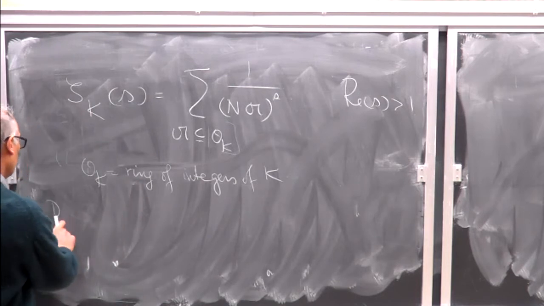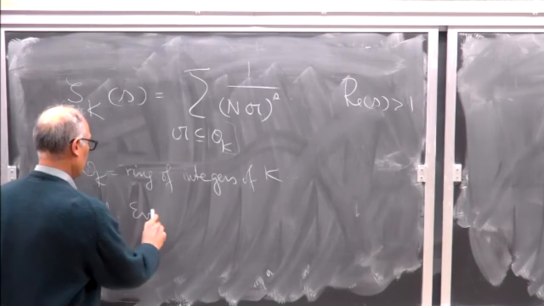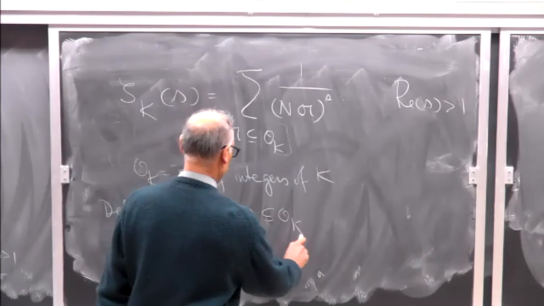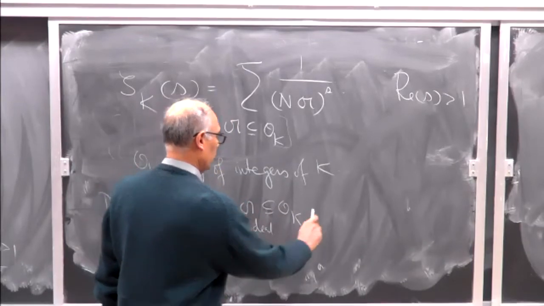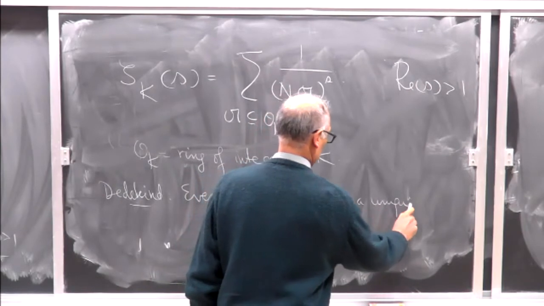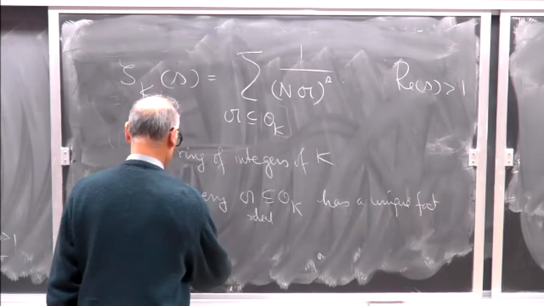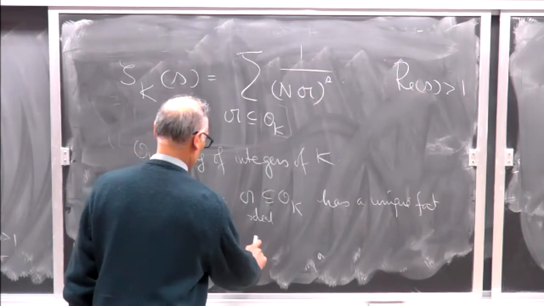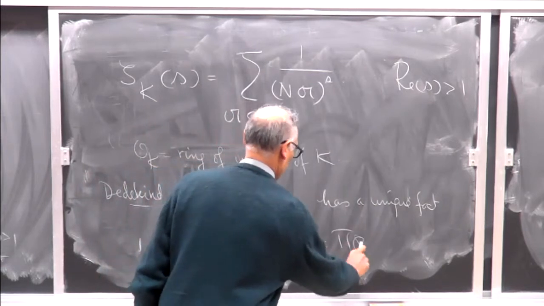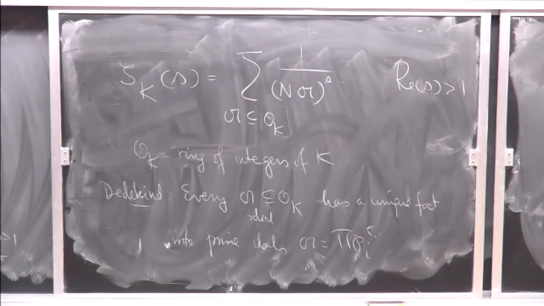And following Dedekind, we know that every ideal in here has a unique factorization into prime ideals. So an ideal A can be written in a unique way as a product of prime ideals. This is how one recovers the unique factorization that you have in Z.